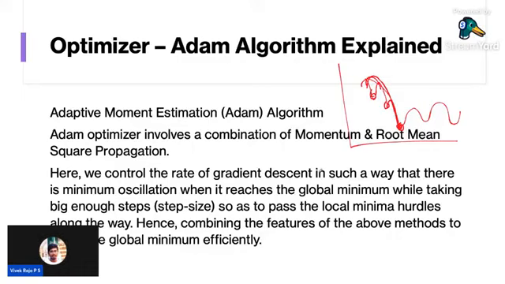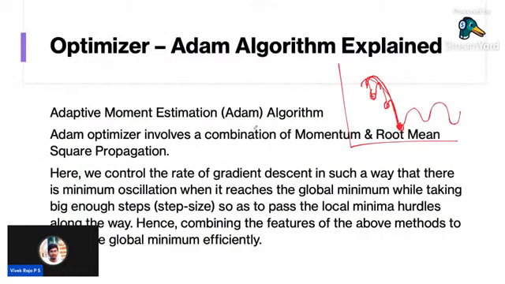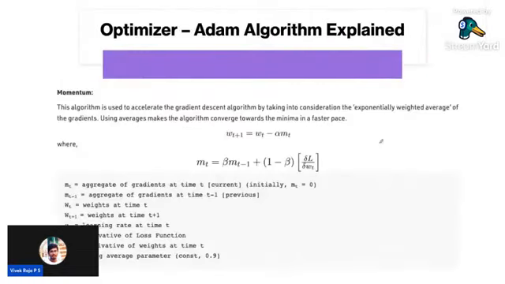That's called momentum, and the momentum ensures that we don't get stuck in the local minima and we take large enough steps to find the global minima. And root mean square propagation is an adaptive machine learning algorithm. If you find time, you can learn about these two to understand the Adam algorithm much better.